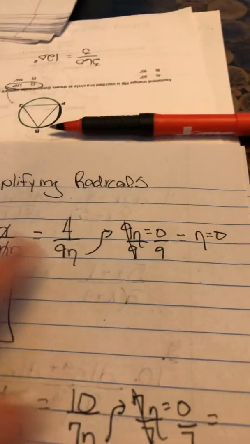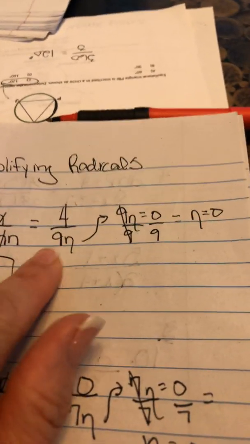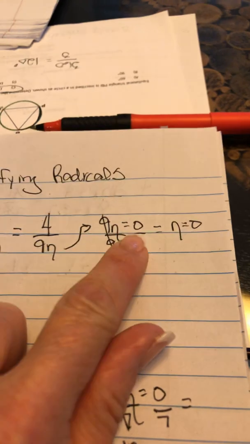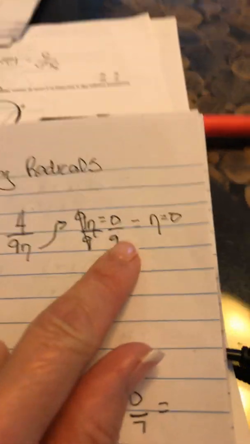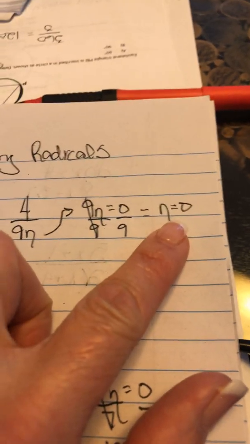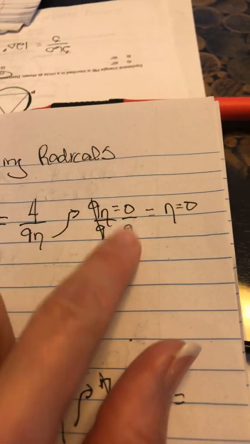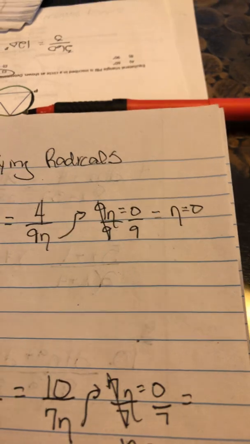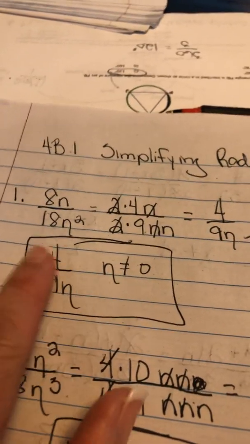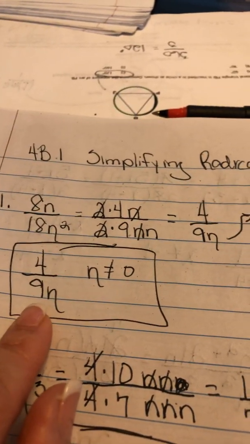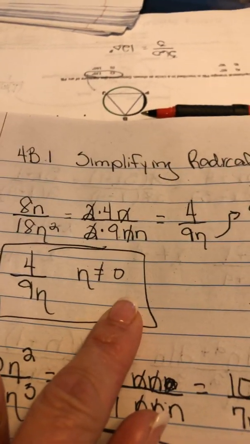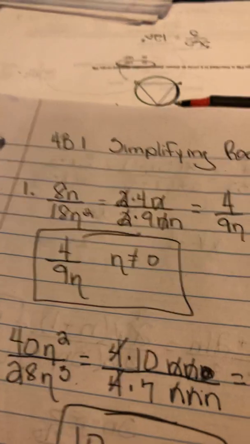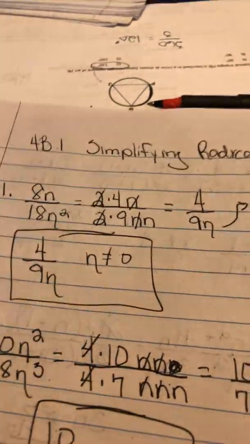So what you have to do in these problems is take that denominator, set it equal to 0, and then solve and say, okay, at what value will n equal 0? So 9n equals 0, divide by 9, 0 divided by 9 is 0. So 4 over 9n, except n cannot equal 0 in this case. So we're just saying this is simplified, but know that n cannot equal 0.